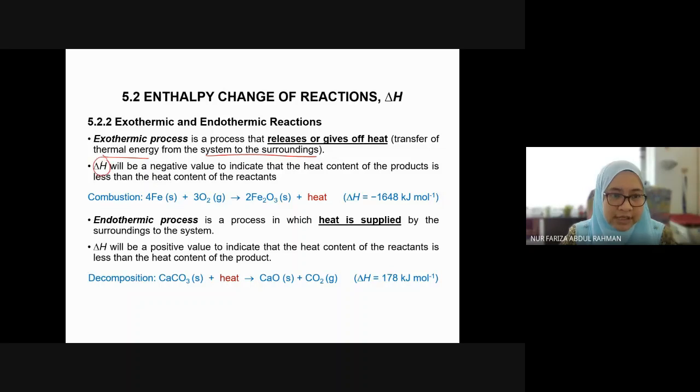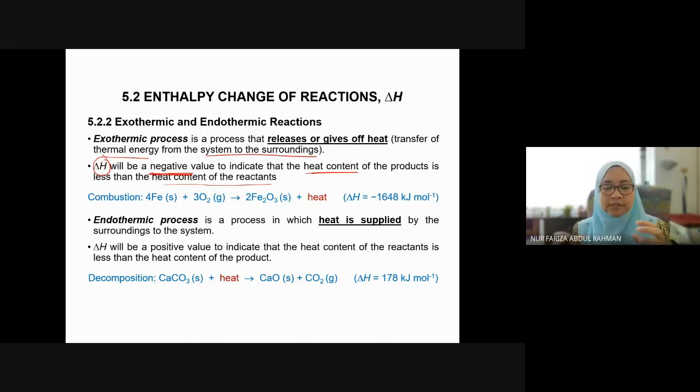So what happens to the delta H, the change in enthalpy? The value should be negative. This indicates that the heat content of the product is less than the heat content of the reactant. Because remember, when it is exothermic, the system releases heat to the surrounding. So the energy of the system now is lesser than the initial state. It has decreased because the energy has been given off.